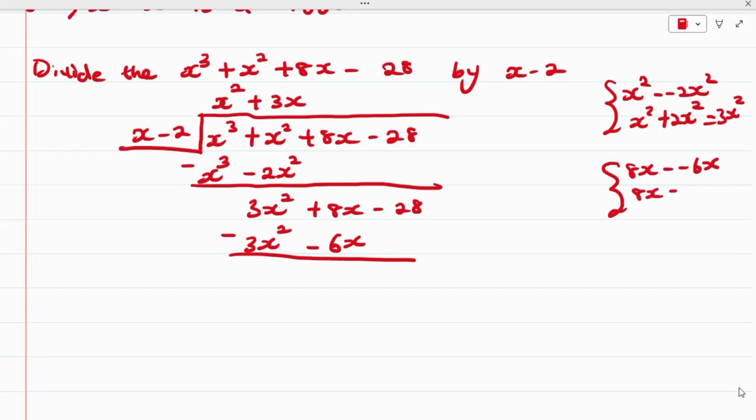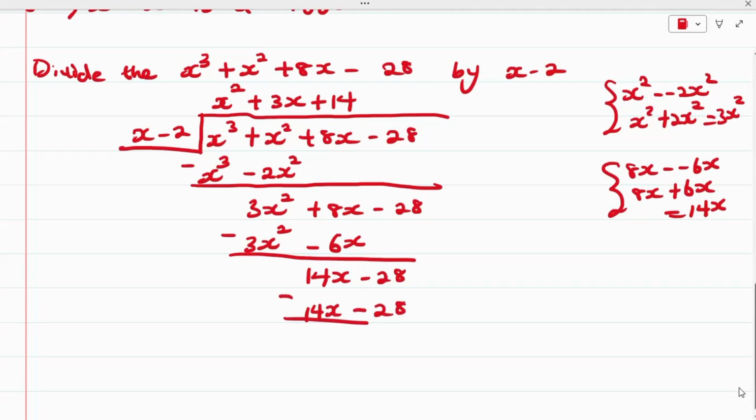So we have 8x plus 6x, which equals what? 14x. So we have 14x minus 28. x divides 14x: we have plus 14. 14 multiplied by x is 14x, minus 14 multiplied by 2 gives us what? 28. And if we subtract this, we have 0. So hence we have the quotient to be given as x squared plus 3x plus what?